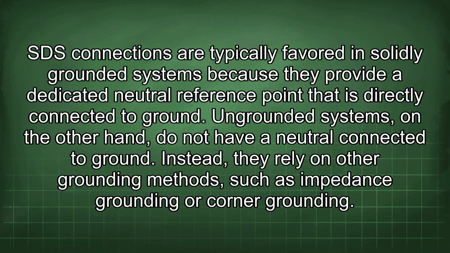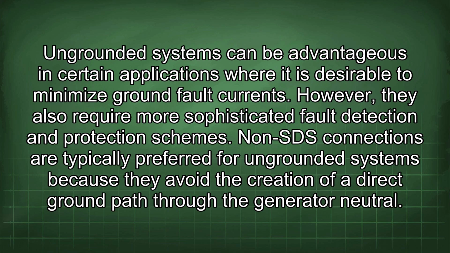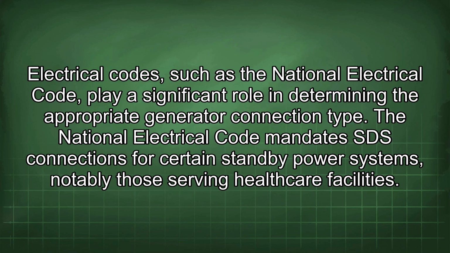Ungrounded systems, on the other hand, do not have a neutral connected to ground. Instead, they rely on other grounding methods such as impedance grounding or corner grounding. Ungrounded systems can be advantageous in certain applications where it is desirable to minimize ground fault currents. However, they also require more sophisticated fault detection and protection schemes. Non-SDS connections are typically preferred for ungrounded systems because they avoid the creation of a direct ground path through the generator neutral.